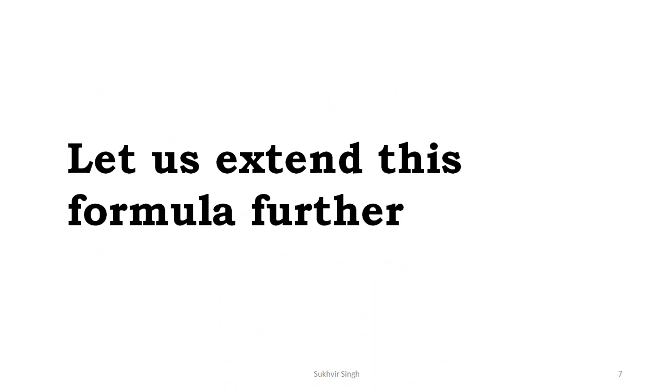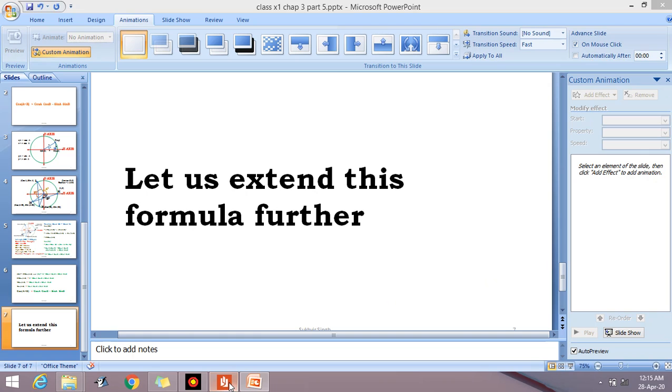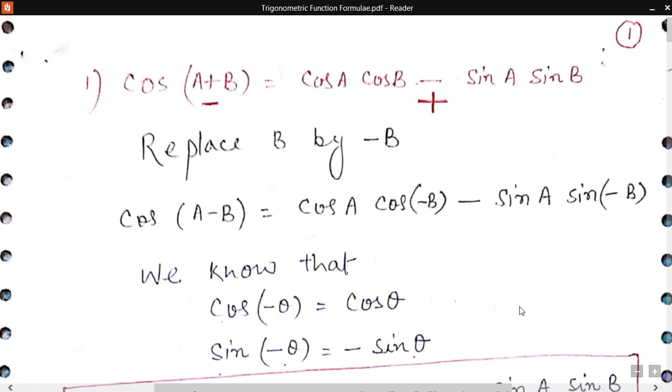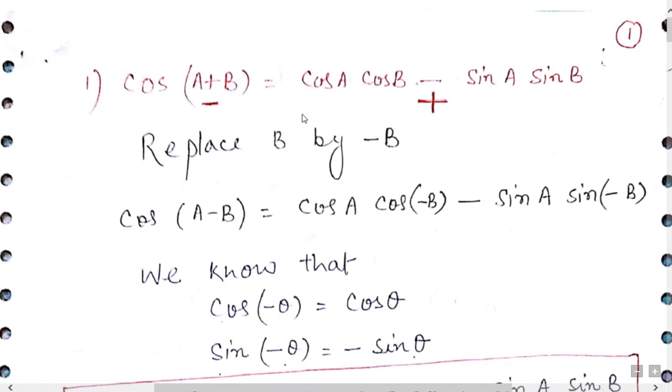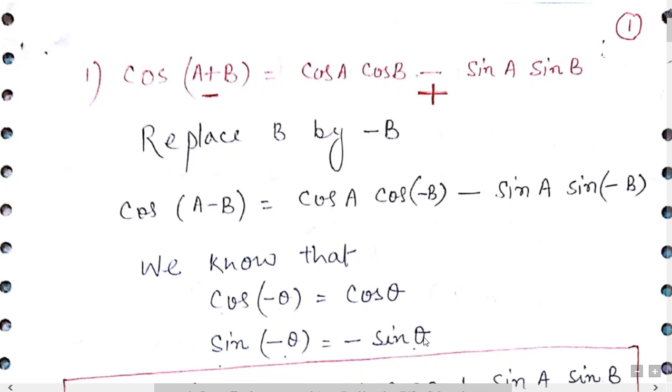Let us extend this formula further. It was the formula cos(A+B) = cos A cos B minus sin A sin B. Simply change the sign of B. Then you will get the new formula: cos(A-B) = cos A cos B plus sin A sin B, because cos of minus theta is cos theta and sin of minus theta is minus sin theta.